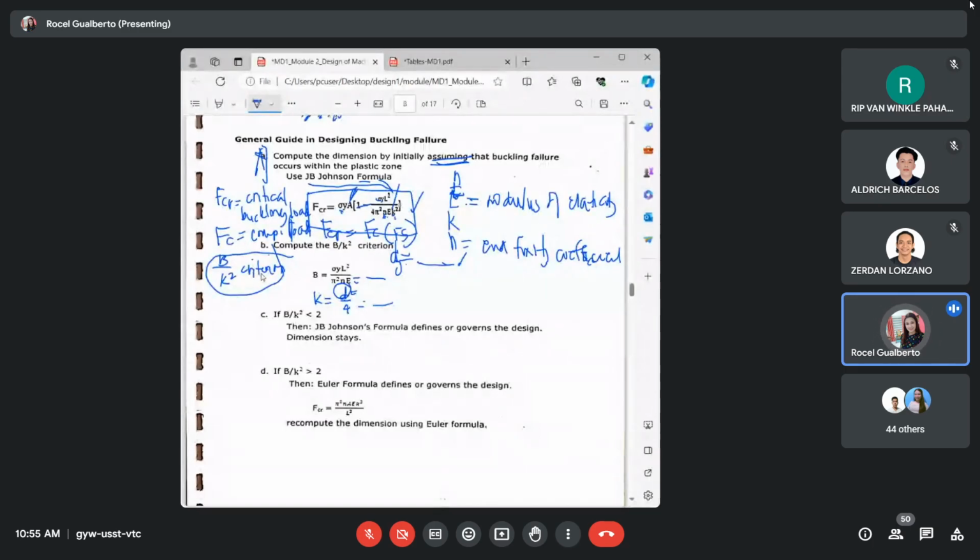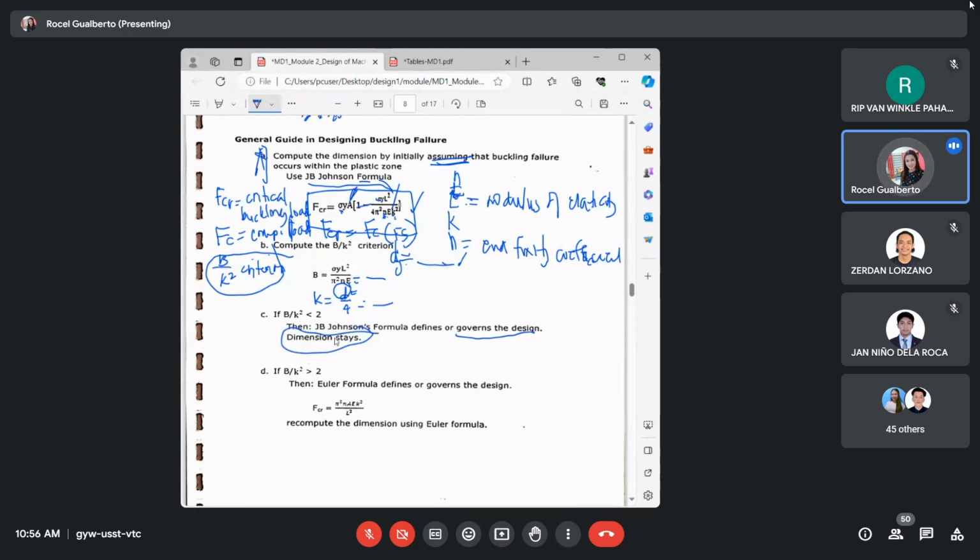Naiintindihan pa po ba? Yes po, okay, ma'am. Yung D po, again, ang ipapalit po natin dito, yun po naging sagot natin sa JB Johnson. Okay, ano po sunod? Kapag po nakita natin that B over K squared is less than 2, ano pong sabi doon? Na-solve muna po siya, nakita mo po it is less than 2 ang answer po natin. Then we say JB Johnson formula defines or governs the design.